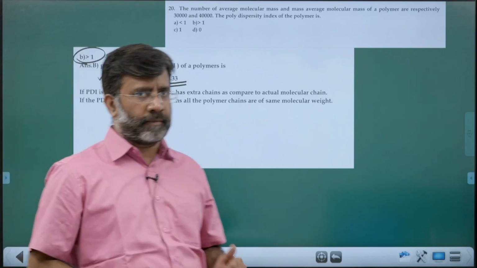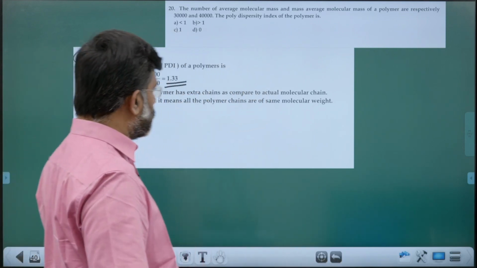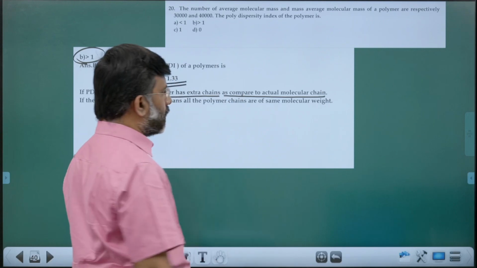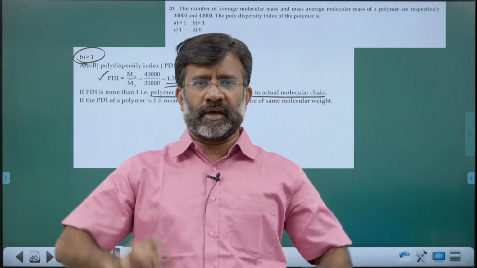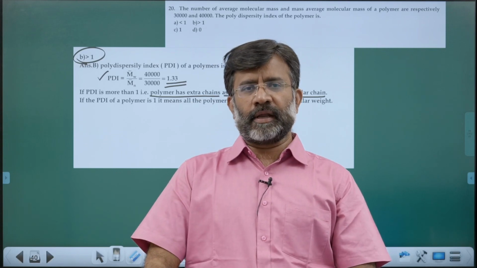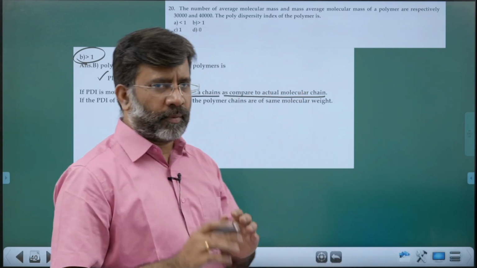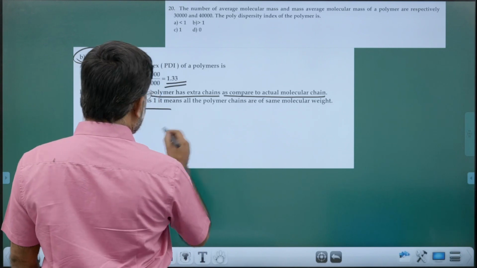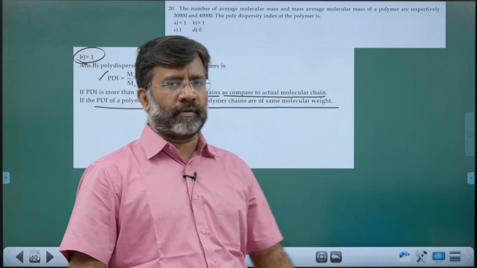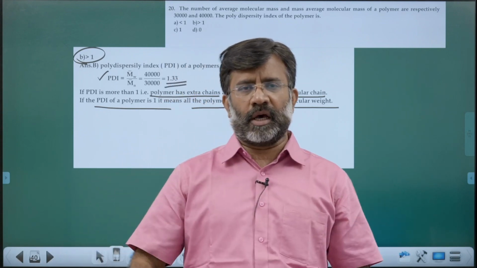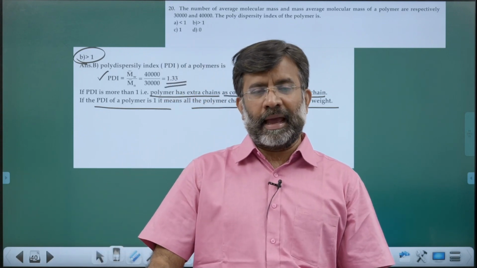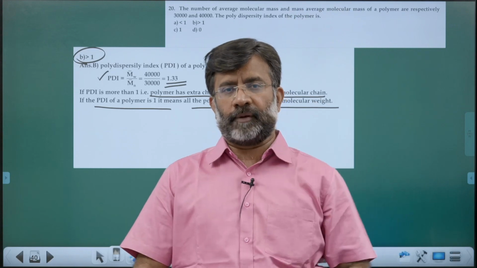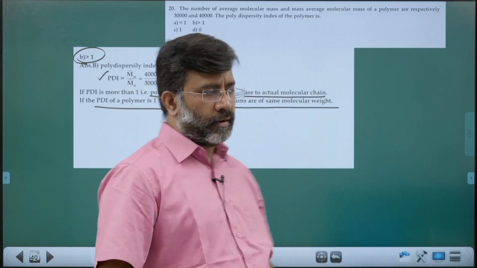What do we understand by a PDI more than 1? It means the polymer has extra chains as compared to the actual molecular chain. Whatever the actual chain we are expecting, there are extra chains. That is what happens in synthetic polymers, while in natural polymers, expected and actual chains are almost the same. PDI of 1 means all polymer chains are of the same molecular weight, expected for a natural polymer. For a synthetic polymer, it is expected to be more than 1. So PDI can be equal to 1 or more than 1. Okay, next.